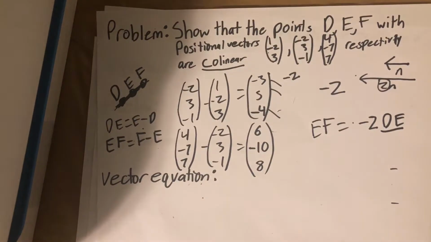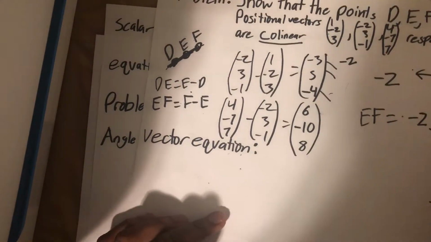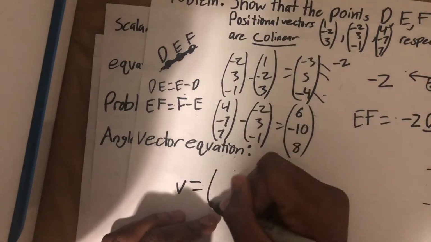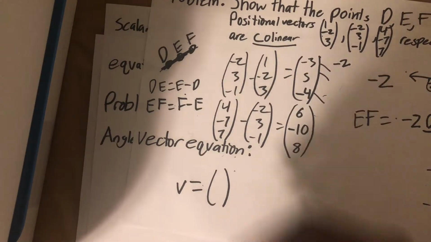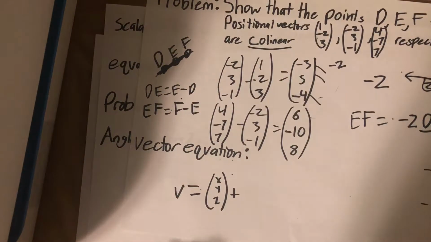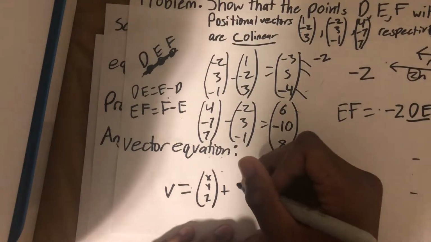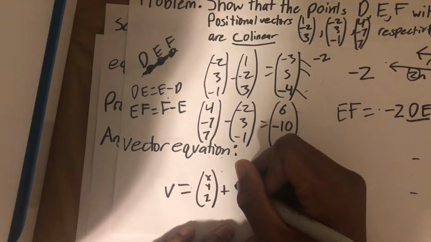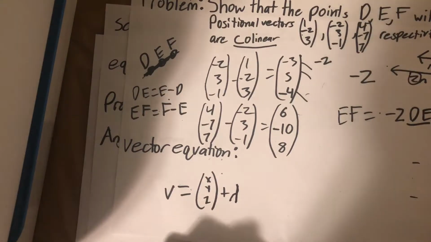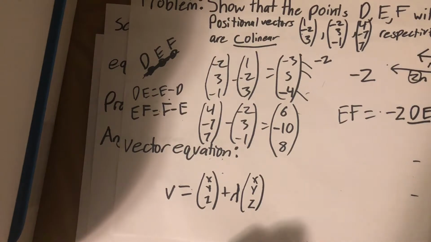Now we're going to do the vector equation, to help our understanding and show where this scalar multiple applies. Basically, the vector is equal to what you call a positional vector, let's say x, y, z, plus the scalar multiple times the directional vector. The scalar multiple is normally shown as a t, but it can also be shown as this symbol right here that looks like a backwards h. Then you have the directional vector right here. So that's the equation.